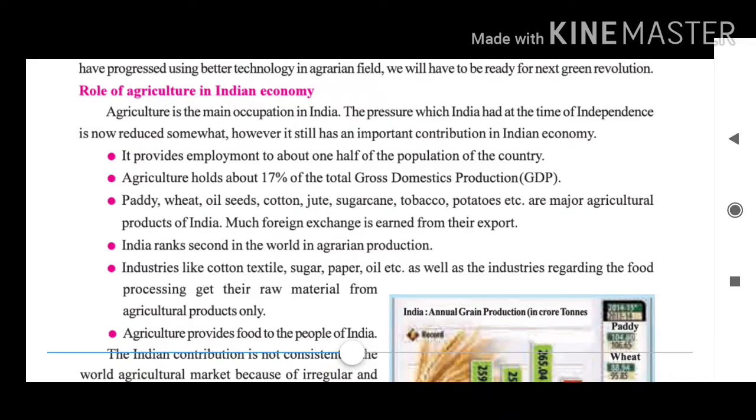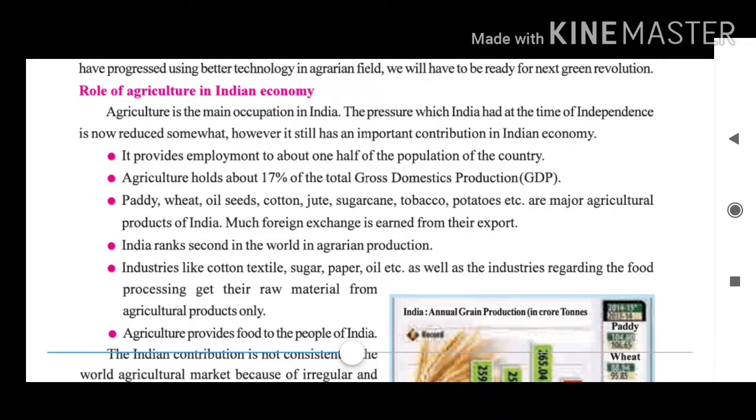It says the pressure we had when India got independence, and at that time we all know what the condition of India was during independence. There was a lot of pressure on India. The pressure India faced at the time of independence is somewhat reduced as of now, if you count it in today's time, in a student's scenario. However, it still has an important contribution in the Indian economy.